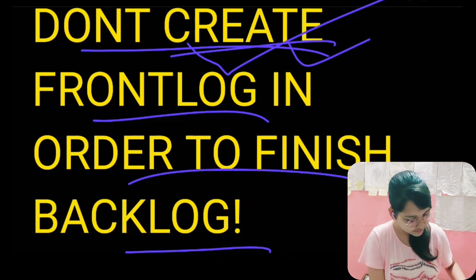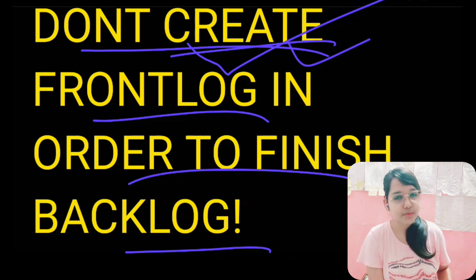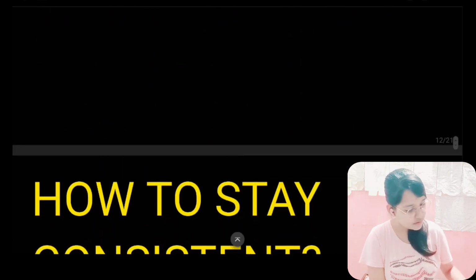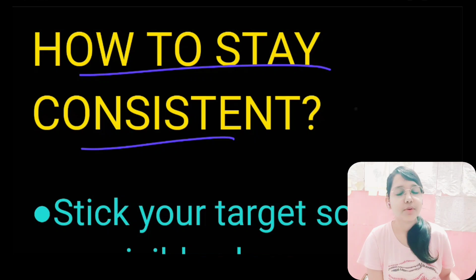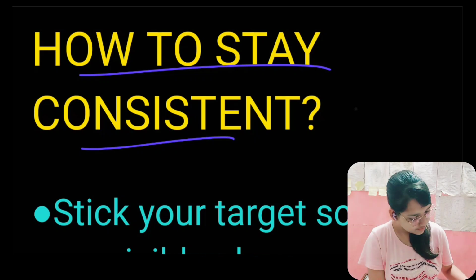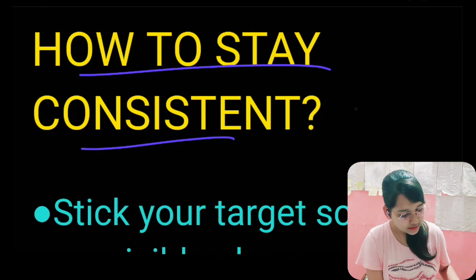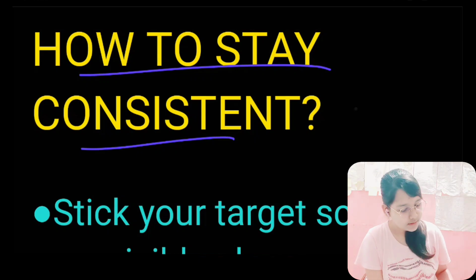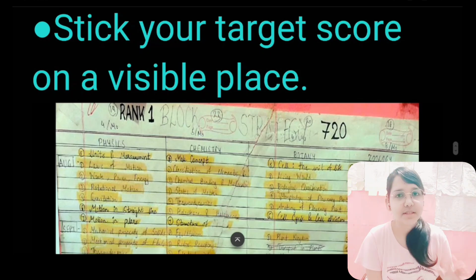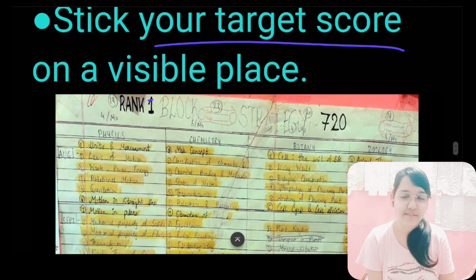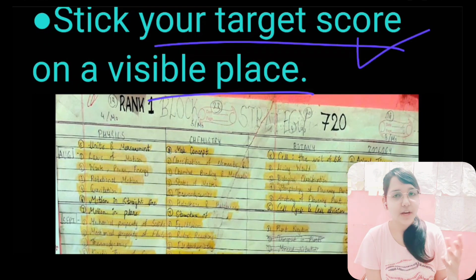Moving ahead, the next question which comes is how to stay consistent. So these are some of the important points. Now the most important things which I am going to talk about, you have to keep your eyes and ears open. Stick your target score on a visible place. You have to stick your target score on a visible place. Minimum target should be 650, maximum it is 720. Being a NEET 2025 2026 aspirant, your target should be 720.